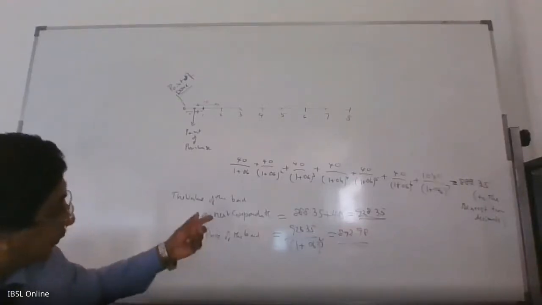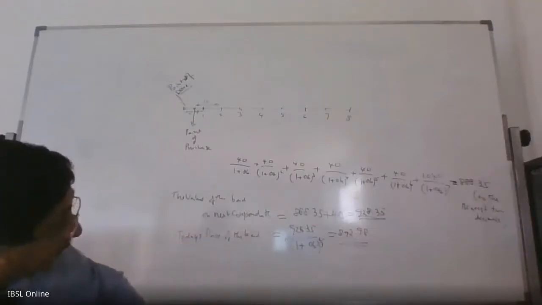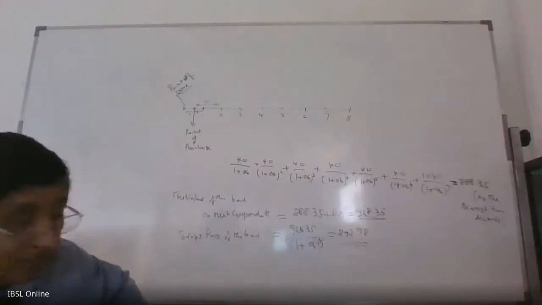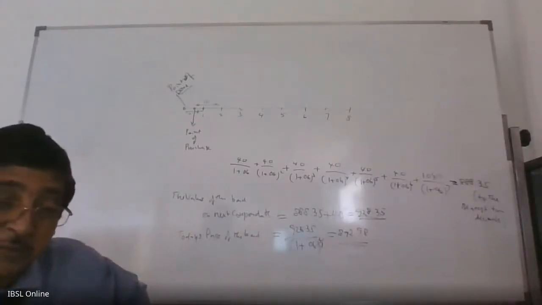And actually, when you calculate the bond value here, that bond value is known as the dirty value or dirty price. Dirty price. We call it the dirty price.